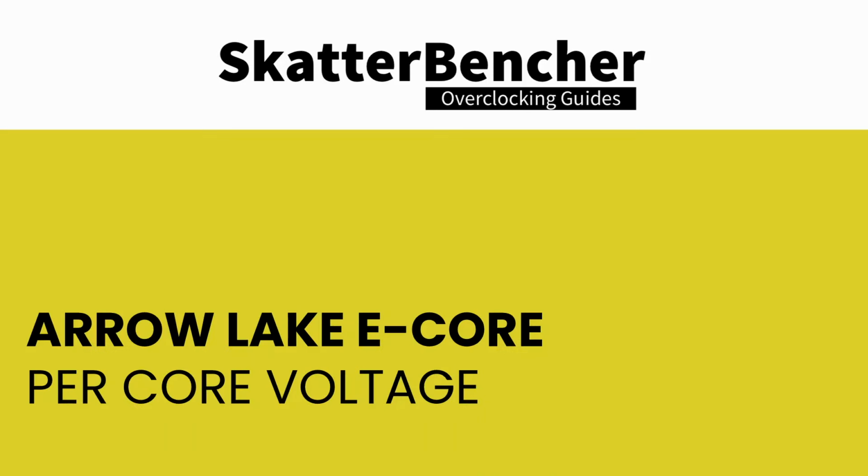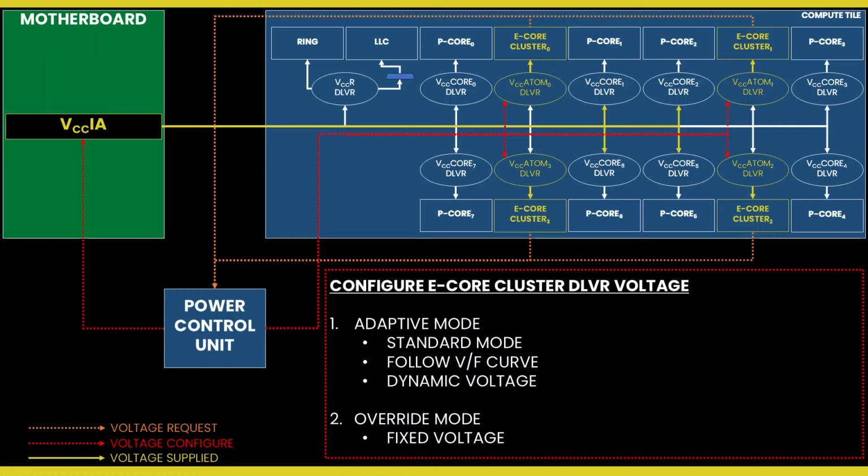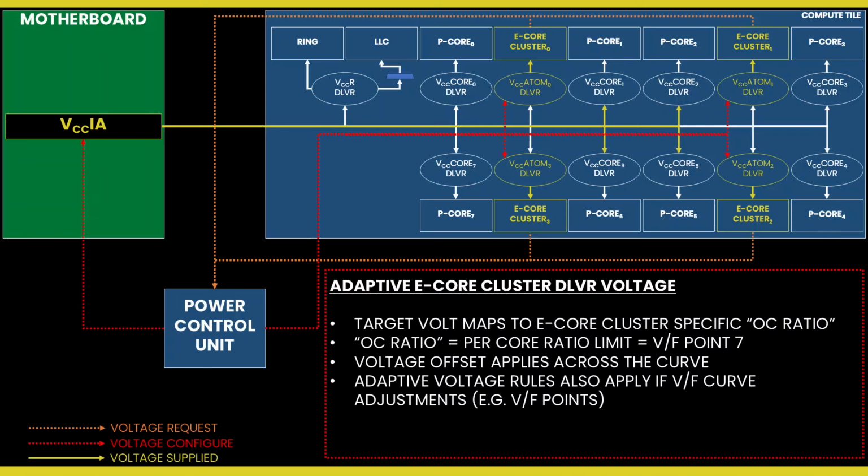Intel per core voltage is an Intel technology that allows you to specify a voltage for each E-core cluster individually. Do note that this only works when DLVR mode is enabled. Just like in DLVR mode, you can configure the per core voltage in adaptive mode and override mode, specifying a voltage for the defined per core ratio limit or across the VF curve respectively.